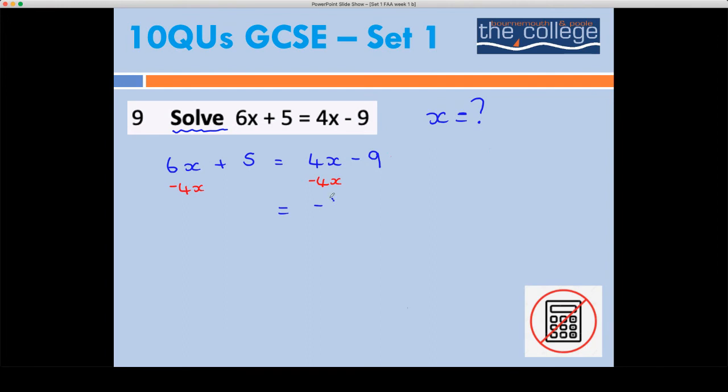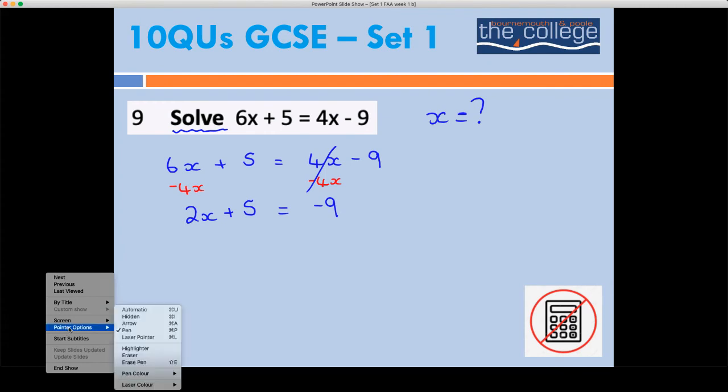All you're left with is minus 9. So that has basically gone. Here 6x minus 4x is 2x. I've still got this positive 5. Don't try and do it all in one go. You are likely to get into a bit of a muddle. Okay, so let's change the pen again.